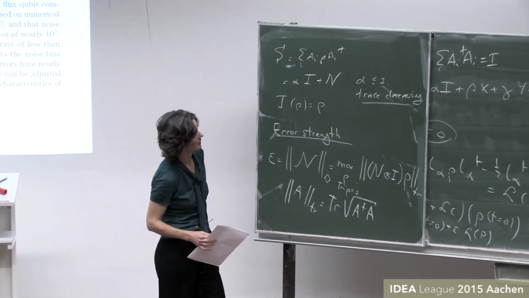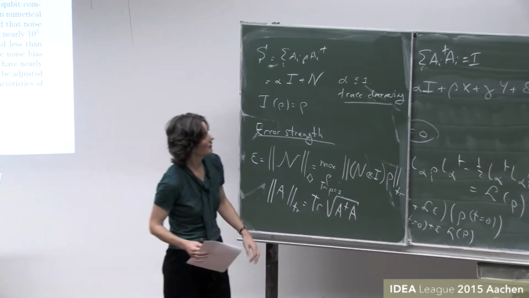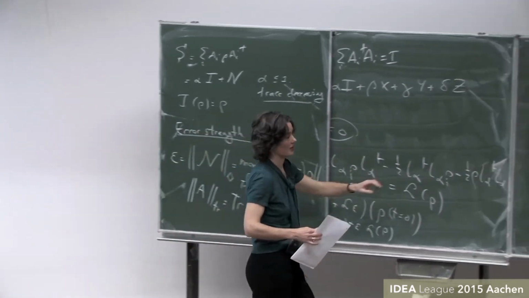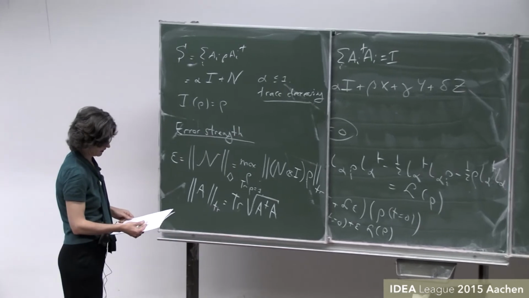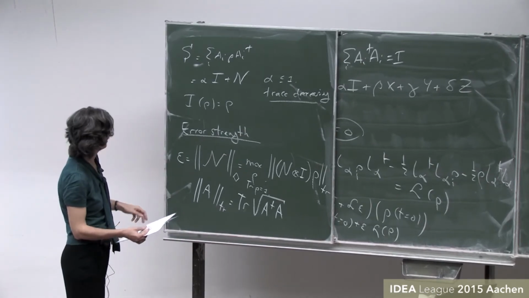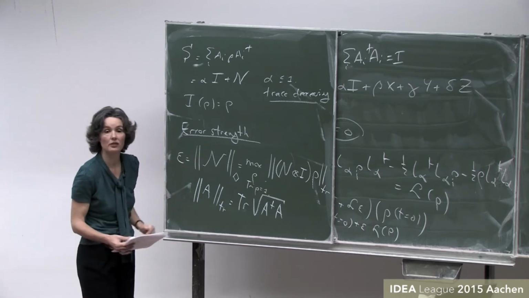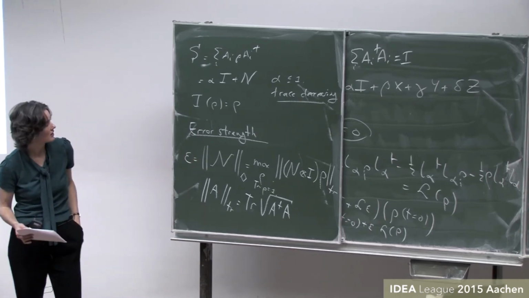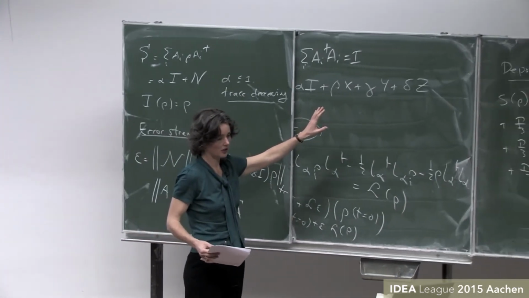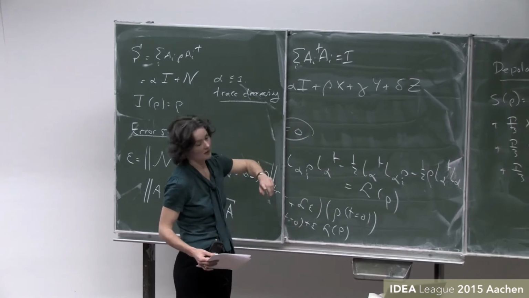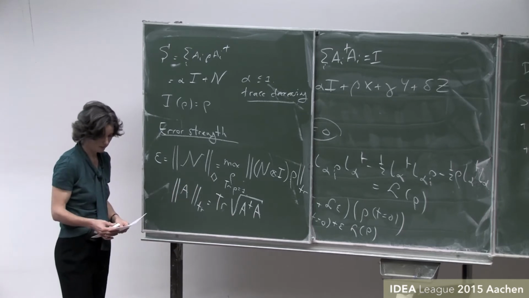We estimated some error strength, and you can apply that to super operators that are not necessarily of this form. Typically, if it's a simple form, this error strength is your probability of error, as you would expect. But if you have another noise description that we'll come to, like amplitude damping, you get some other quantity.